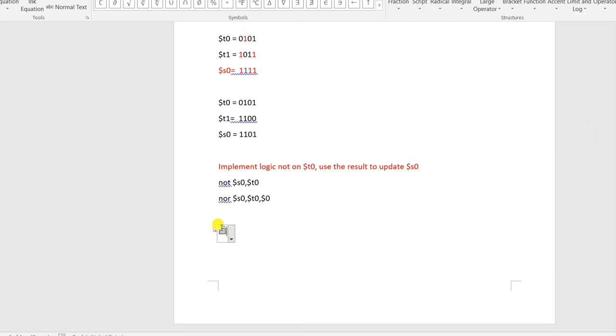Okay, so I try to do T0 and then NOR T0 and 0, right? That is what I try to implement. Let's see whether mathematically I can get the T0, which is actually the result of the not operation, the operation result of implementing not. So basically now I try to use the NOR, right?